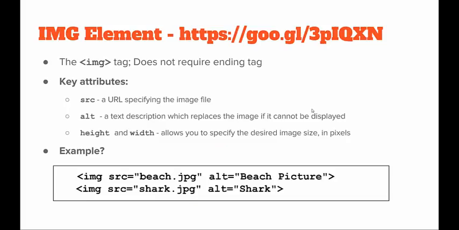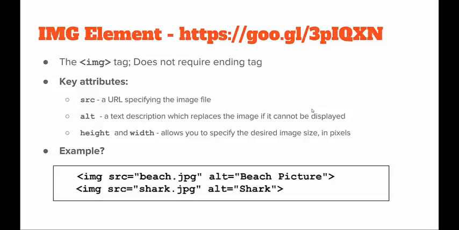To use images on our web pages, we use the IMG element. Now this is a bit different than some other elements in the fact that we have an IMG tag, but it does not require an ending tag. However, it has multiple attributes that we often use. One attribute is SRC, or source, which specifies a URL for the image file that you wish to have appear on your page.